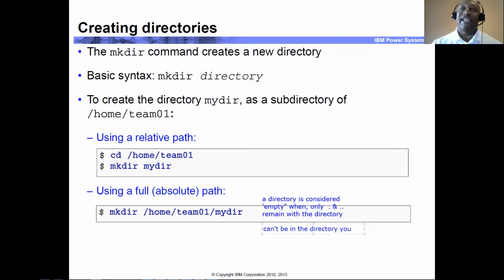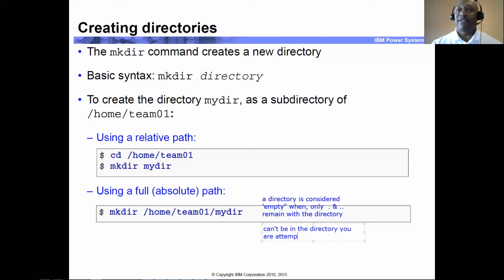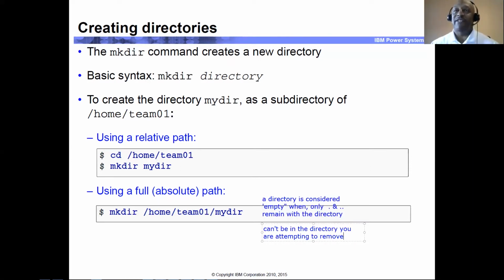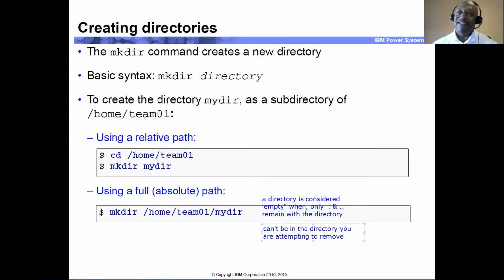I was getting ready to shorthand that. You are attempting to remove. In other words, you must be one directory above the directory you're trying to remove. You can't be in the directory because you said a key thing, no users in it. No one can have access to that particular directory if you want to remove it. You can't be in the directory that you attempt to remove.